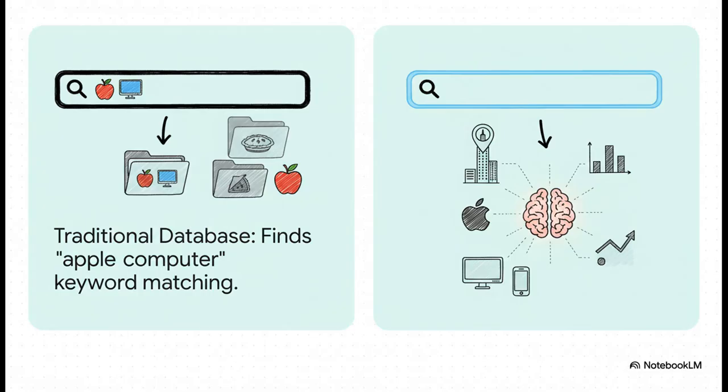Just look at this comparison because it makes it so clear. A traditional database, it's super literal. You search for Apple Computer, and that's exactly what you get back. But a vector database, it understands concepts. You can ask about a Cupertino tech giant, and it knows you mean Apple. That's called semantic search, and it's the magic that lets RAG find the right information, not just the word-for-word match.